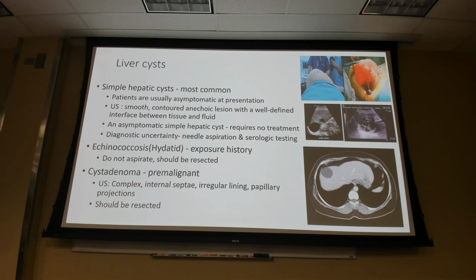And then there's a cystadenoma, which just has multiple septations, so that's the middle picture on the right. As you can see, compared to that very clear anechoic smooth lesion, these ones aren't well defined. They'll have multiple septations, so that's concerning for malignancy. So sometimes those ones will be resected for treatment.